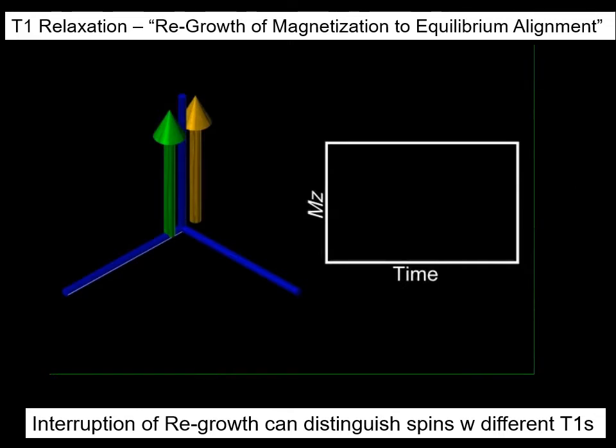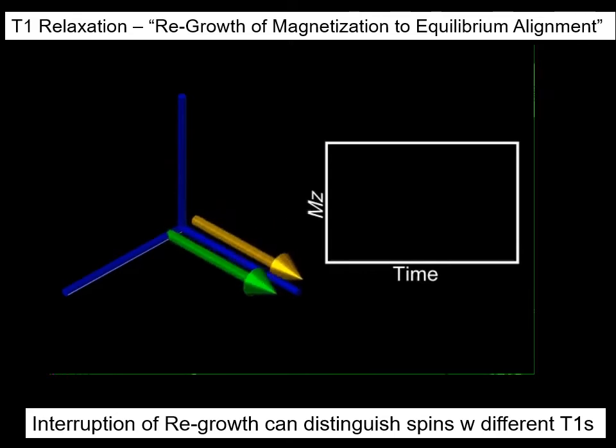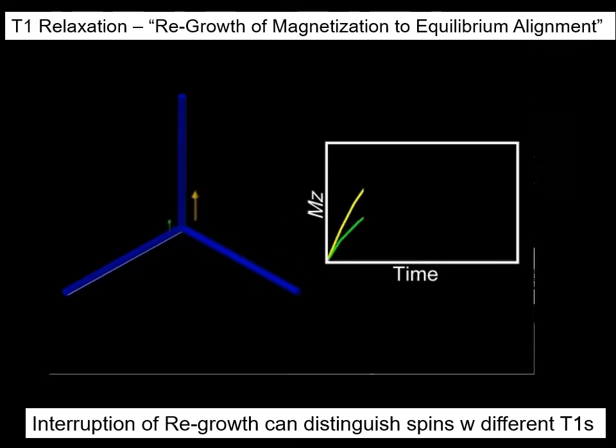Excitation pulse. Flip down, decay away rapidly, but the yellow tissue has a faster T1 regrowth than the green tissue. So if we were to flip them back down at this point in time, the yellow tissue would create more magnetization in our detector than the green tissue, because it will have regrown at a faster rate than the green tissue will have regrown.